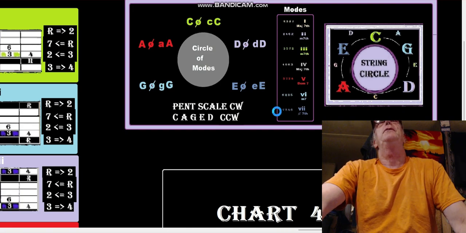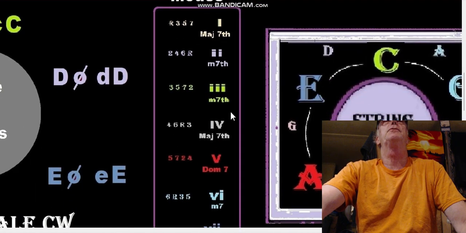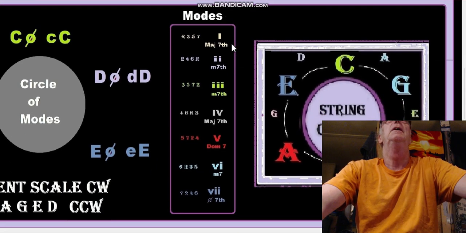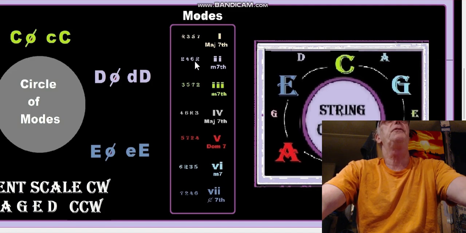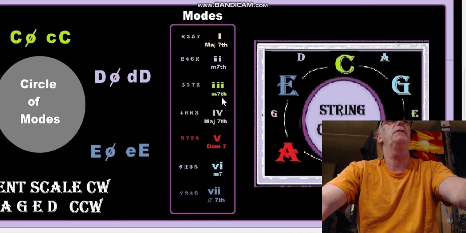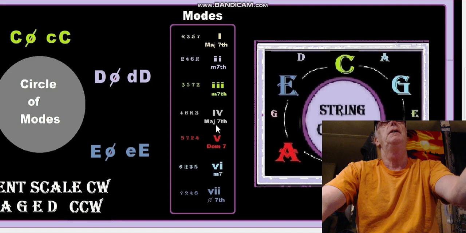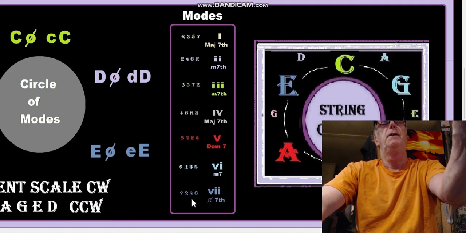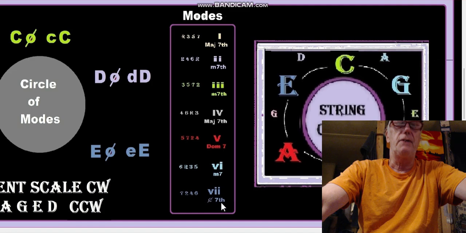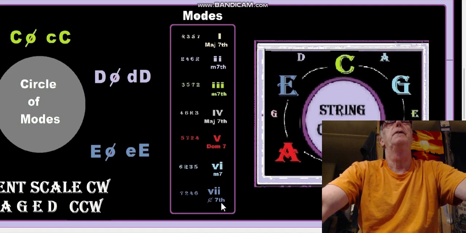But that's it. Now, the modes, as we know, we're just going to cover these real fast because they're going to be part of the labeling. The major seventh is root 3, 5, 7. The minor second is 2, 4, 6 root, right? So root 3, 5, 7, 2, 4, 6 root for the second minor, 3, 5, 7, 2 for the third minor seventh, 4, 6 root 3 for the major seventh, 5, 7, 2, 4 for the dominant, 6 root 3, 5 for the sixth minor seventh, and 7, 2, 4, 6 for the half diminished seventh. Okay.